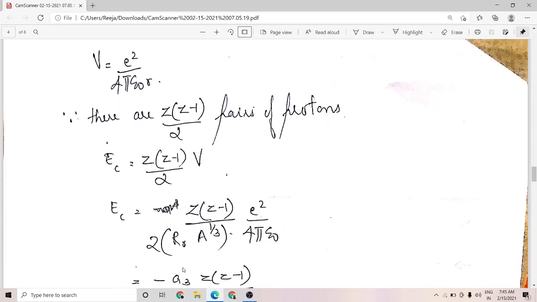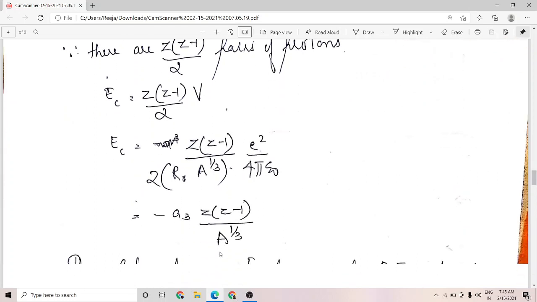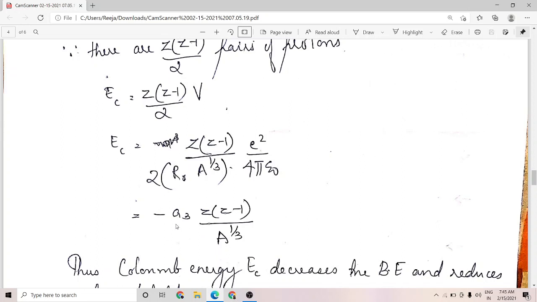or it is Z(Z−1)/2 into e²/(4πε₀R), where I substitute this value for V. This R is again our R₀A^(1/3). So all these terms are constants: 2e², 4πε₀R₀. I replace all of them with A₃. So E_C is equal to minus A₃ Z(Z−1)/A^(1/3). Why the minus sign?